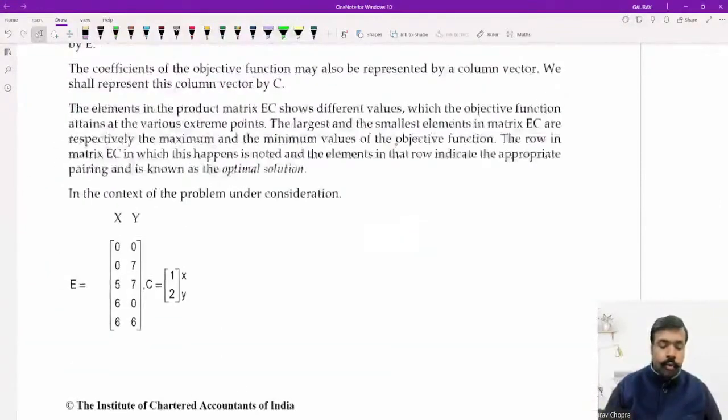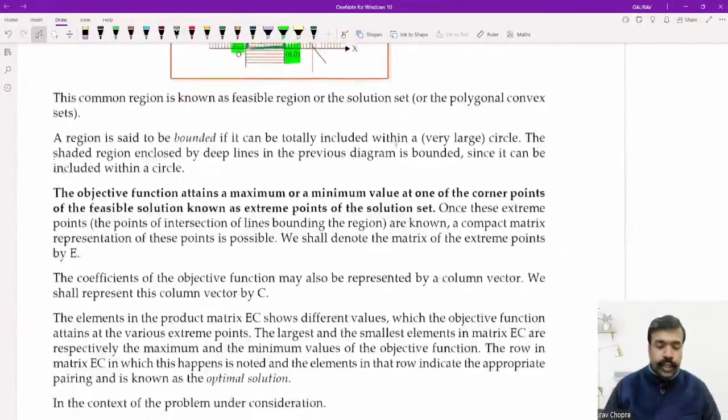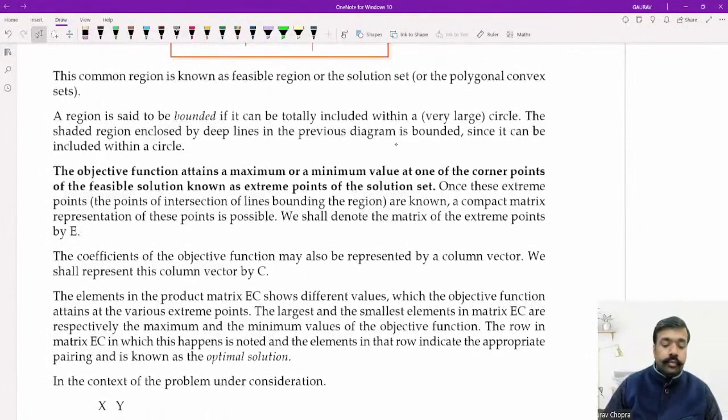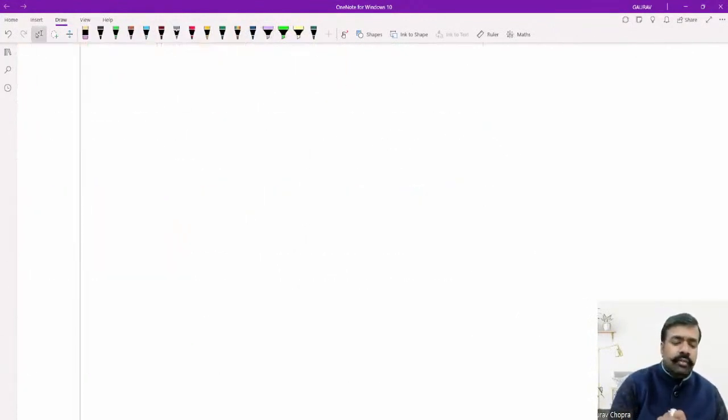Now, before moving further, let us understand the objective. We have to understand the objective first. The objective function attains a maximum or minimum value at one of the corner points of the feasible solution, known as extreme points of the solution set. Now, let us understand what this objective function means with simple examples. If we have a factory and we are manufacturing, let's say, clothes.